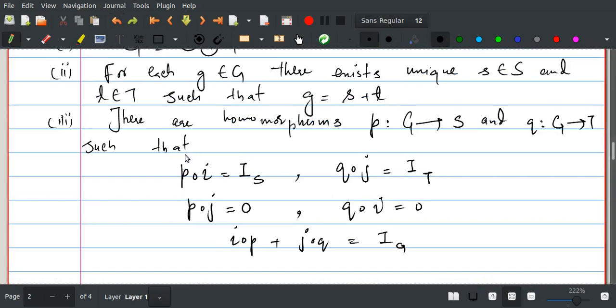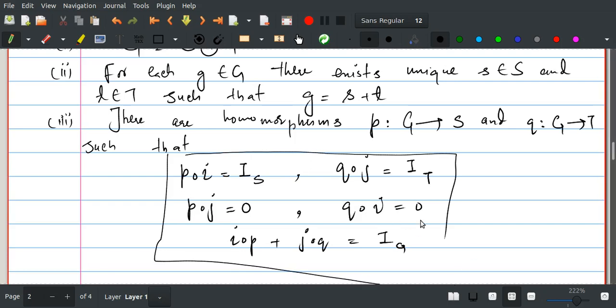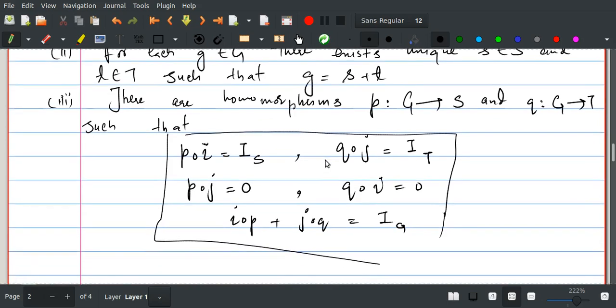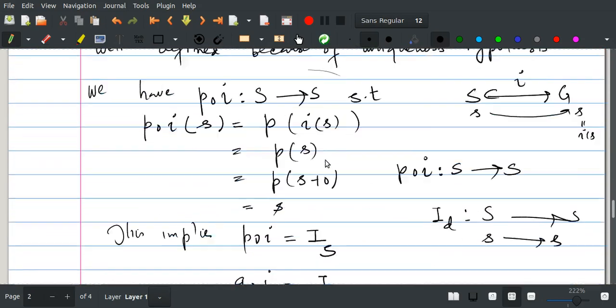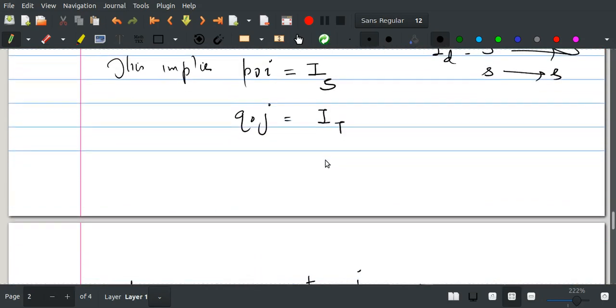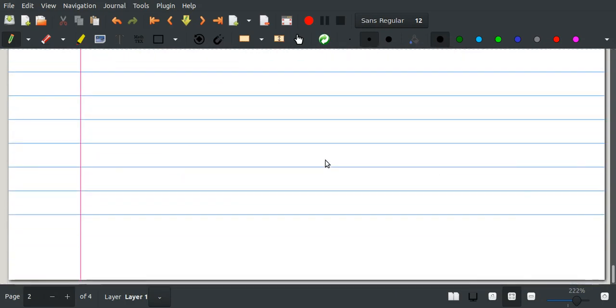We have to consider that these conditions are given, where P and Q are the projection maps which are indeed homomorphisms, and I and J are inclusion maps with these conditions, i.e. P of I and Q of J are identity maps on S and T, P of J and Q of I are zero maps, and this map I of P plus J of Q is the identity map on G. So we have to assume these conditions, and we are going to prove that G is direct sum of S and T.